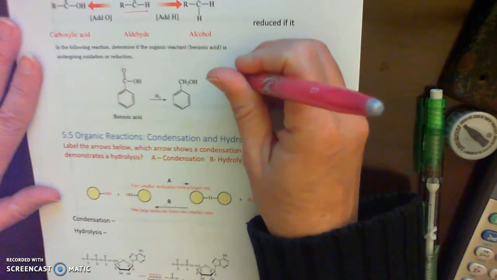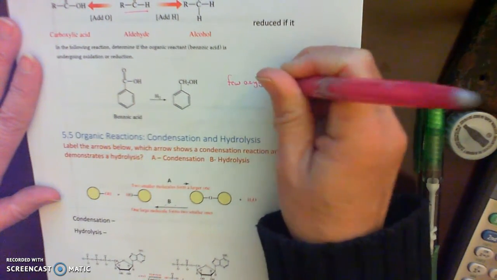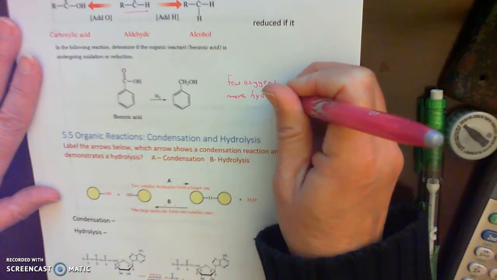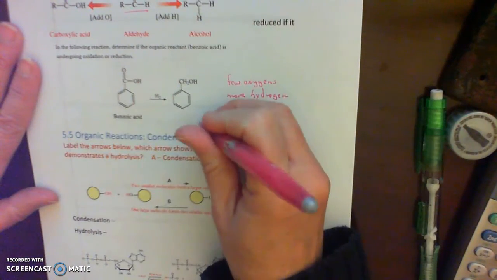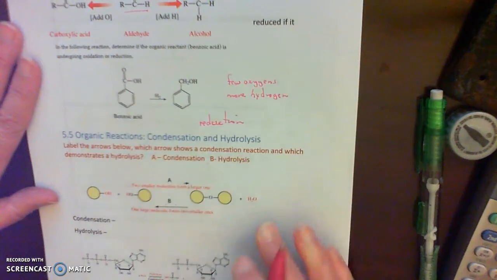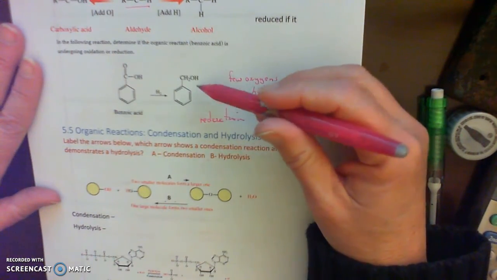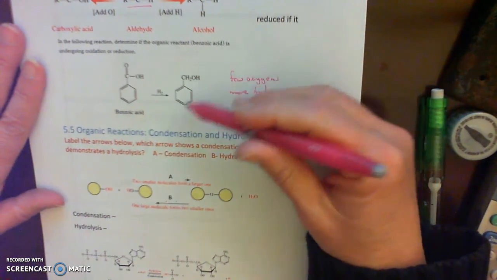So I have fewer oxygens and more hydrogen. And that would indicate that this is a reduction. And this would have to be coupled with another reaction, because you can't have a reduction without having an oxidation as well. So there's also an oxidation going on. It's just not shown. Okay.